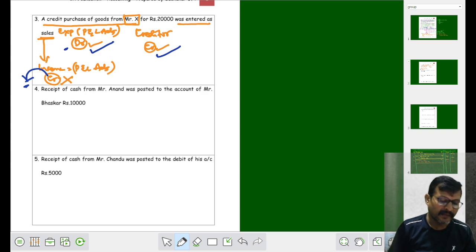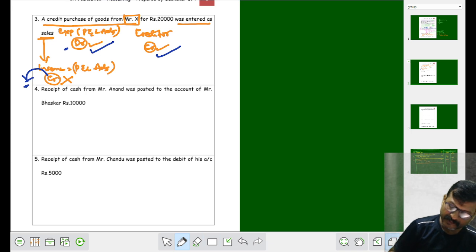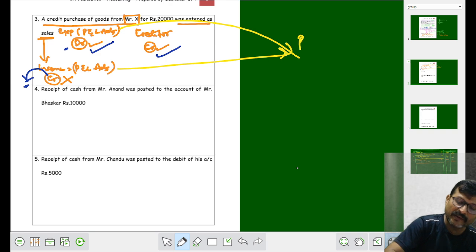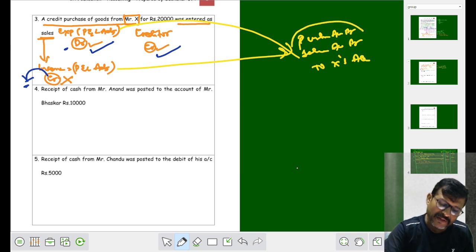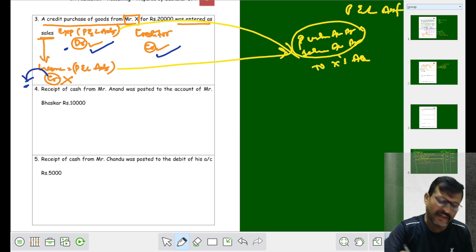क्या लिखना अब? Purchases account debit. What do we have to write? Purchases account debit, sales account debit to X account. Since purchases and sales are the expenses and incomes, in that place what do we have to use? P&L adjustment, as I mentioned here. Now the entry will be what? Instead of saying purchase account debit, sales account debit, pronounce it as P&L adjustment account debit to X account.